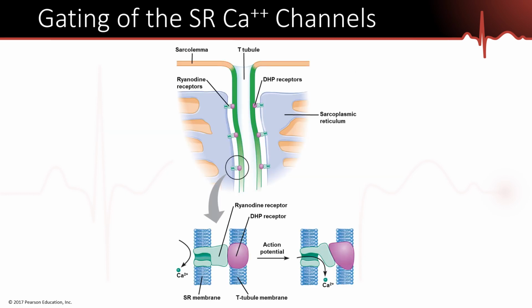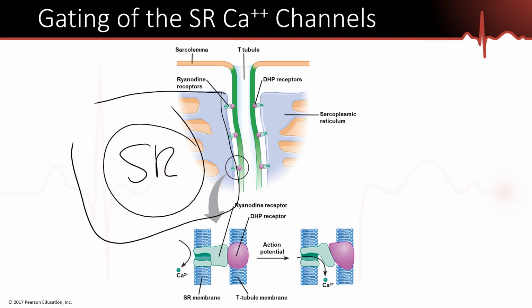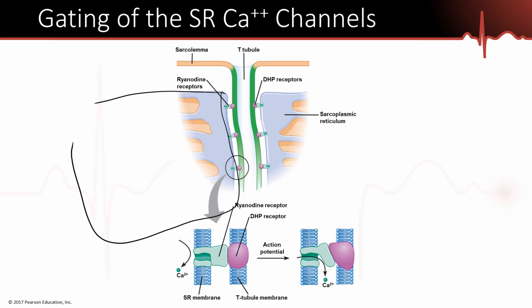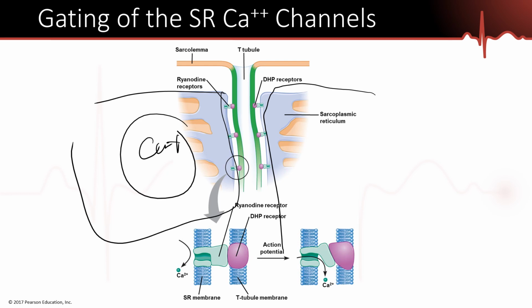To answer that question, you have to remember what lies next to the T-tubule. What lies next to the T-tubule is the sarcoplasmic reticulum, the SR, that webbing-like structure. And what's within the SR? Calcium. So you can see that the SR, the sarcoplasmic reticulum, lies next to the T-tubule on both sides. And ultimately, this is very important for understanding the purpose of why we need the action potential to travel down the plasma membrane of the skeletal muscle fiber and thus down the T-tubule.